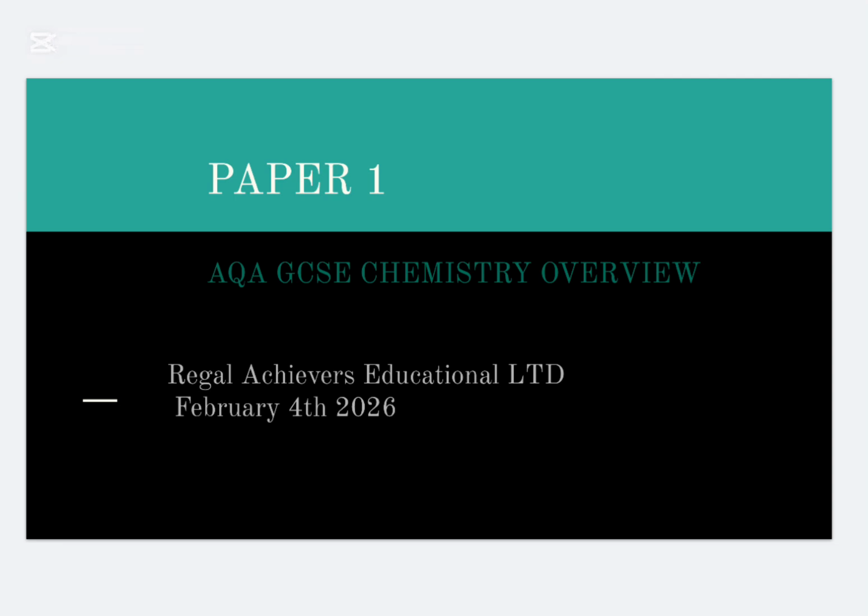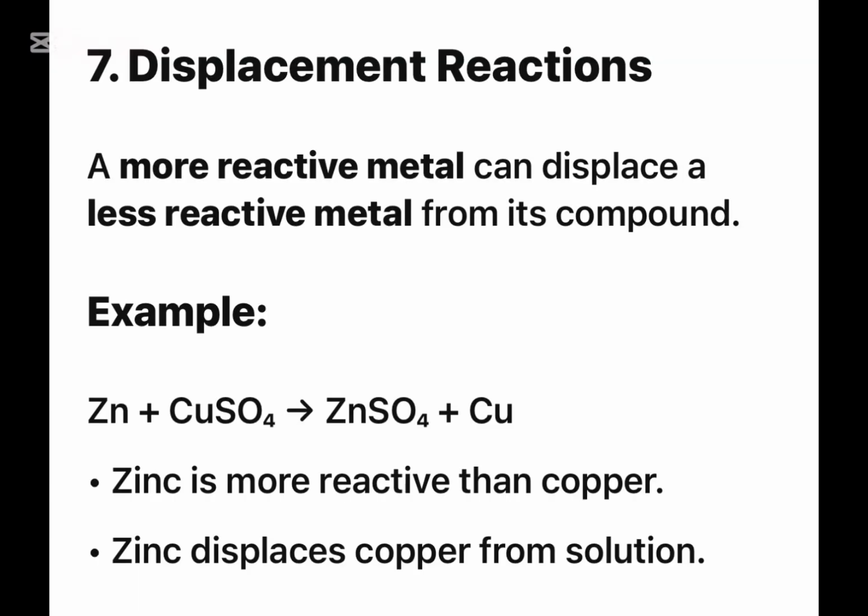Today, we'll continue from our previous class, Paper 1, AQA GCSE Chemistry Overview. In our previous class, we discussed the reactivity series, which is going to lead us to talk about displacement reaction and extraction. Now, what is displacement reaction? Displacement reaction involves when a more reactive metal can displace a less reactive metal from its compound.